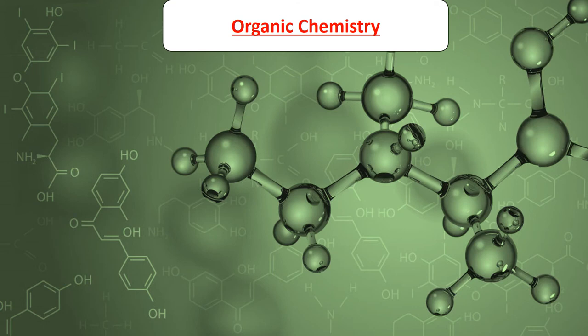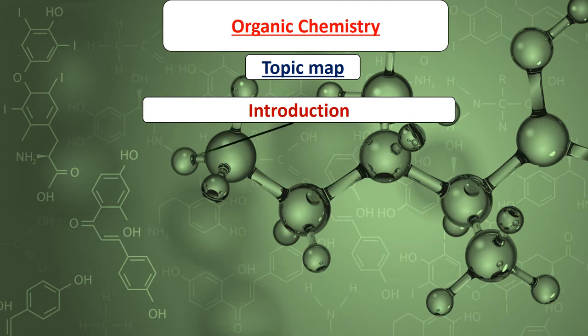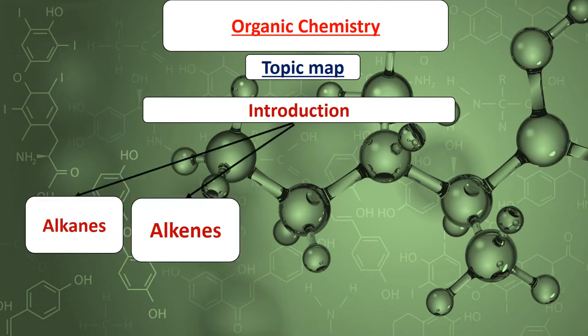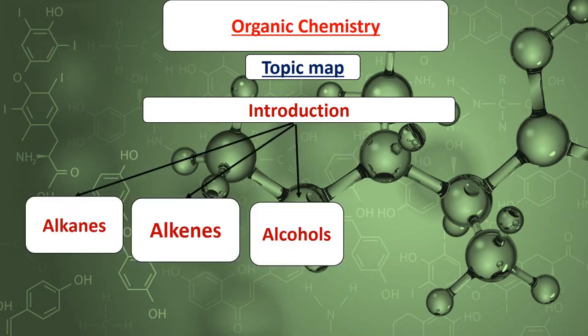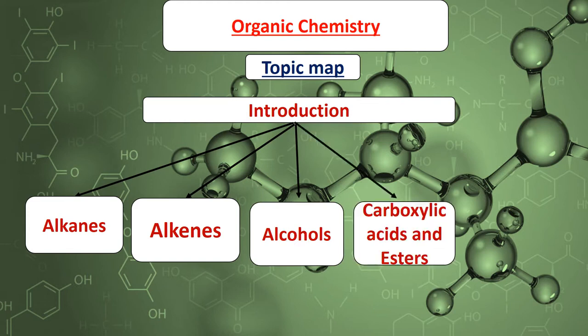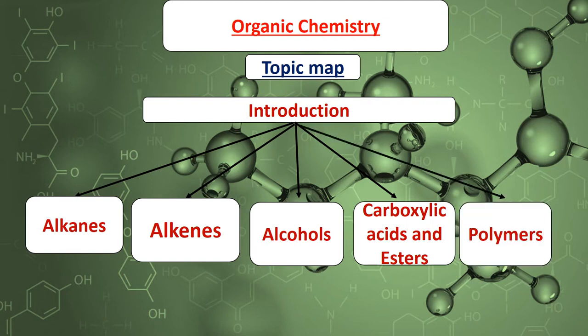Welcome to the continuation of organic chemistry. So far, we have looked at the introduction to organic chemistry. We also looked at alkanes and alkenes. In the previous video, we looked at alcohols. In this video, we're going to take a look at carboxylic acids and esters. In the next video, we're going to conclude the topic with polymers. Let's get started.